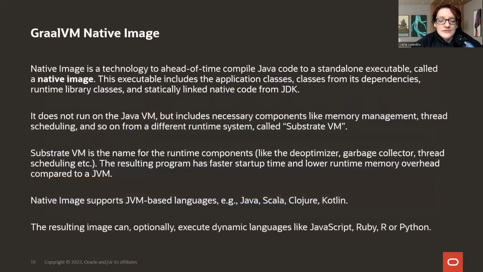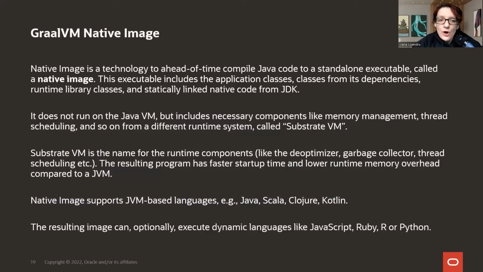So a bit about native image now. Native image is a technology to compile Java code ahead of time to get a standalone executable, which is called, obviously, a native image. This includes all the application classes, all the classes from the dependencies, all the runtime library classes, and everything that is statically linked from the JDK.